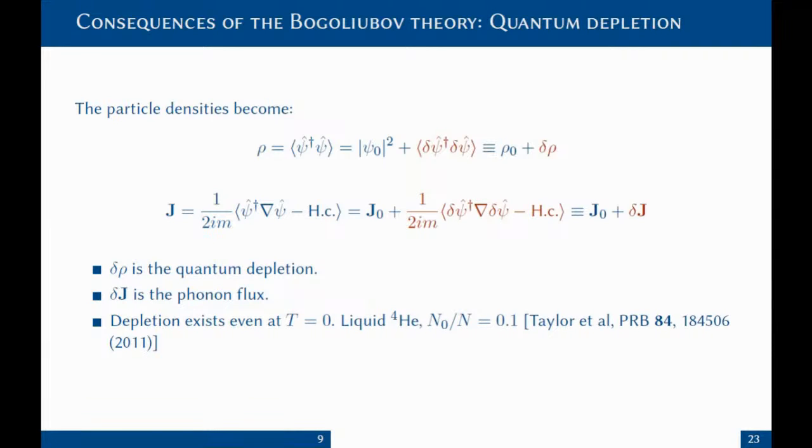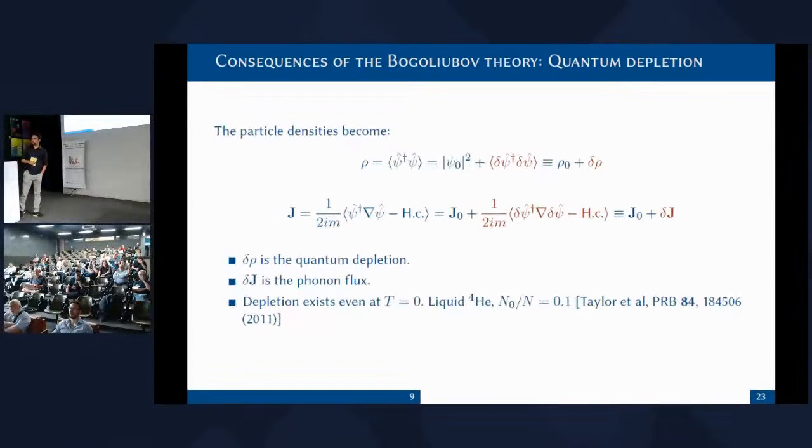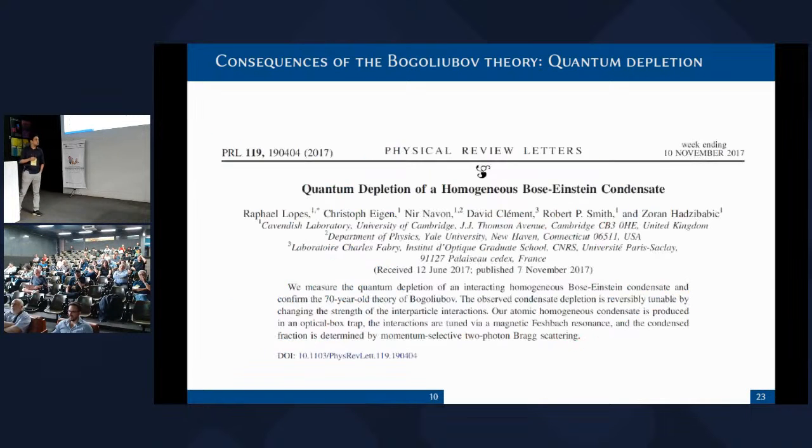Just a note, quantum depletion exists even at zero temperature. For liquid helium, for instance, we do have this ratio here. And very important for our back reaction scheme, this Bogoliubov expansion actually breaks the U(1) symmetry. We do not have number conservation anymore. Okay, and that's very crucial because you do have a theory where, if you consider only that, the number of particles is actually increasing with time, and that cannot be the case in our box, a closed system.